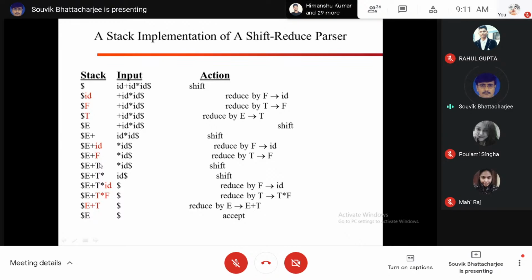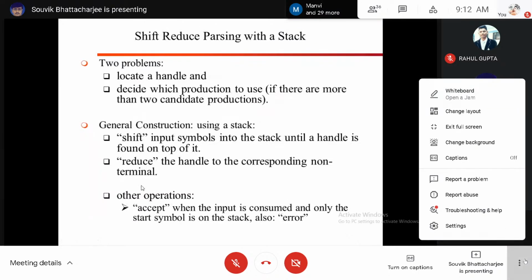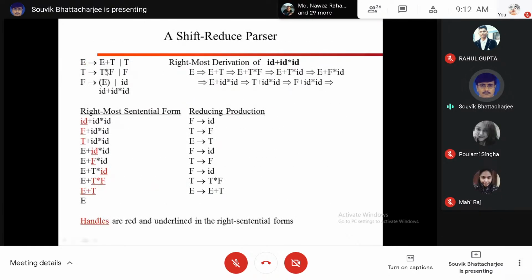Okay. Here actually we are not reducing T by E, because in that case it will be problematic. We just see T followed by the next input symbol to be parsed, which is star. Then ID is coming. Now ID is the handle. ID will be reduced by F, and T star F can be considered as a handle, and it will be reduced by T.